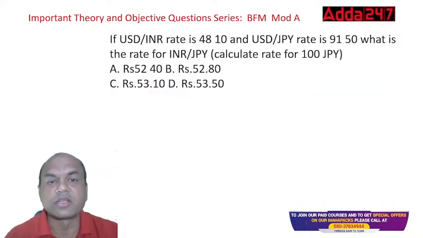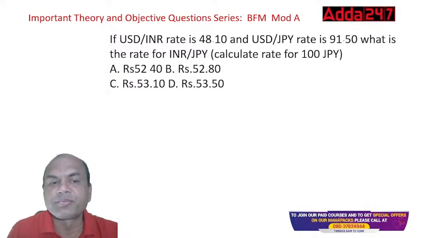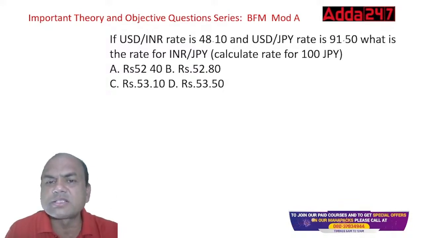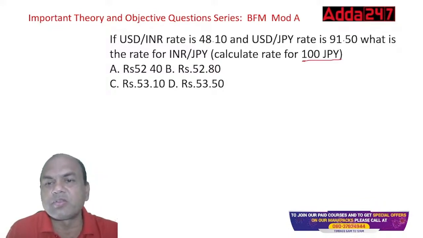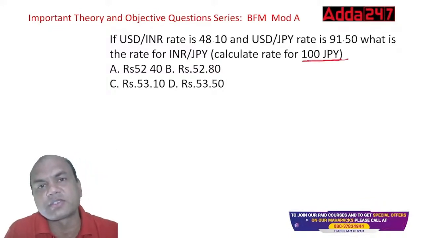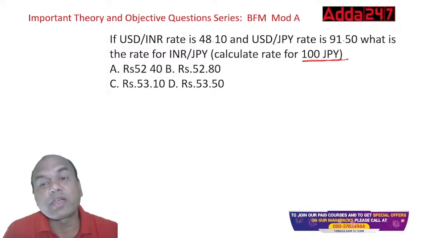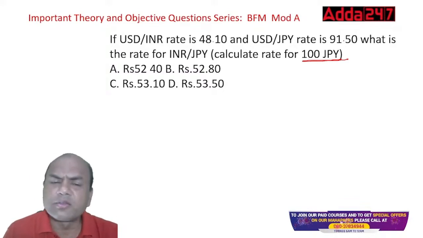Okay, next one. The USD INR rate is 48.10 and the USD JPY rate is 91.50. What is the rate of INR to JPY? Now again, you are using the chain rule. Calculate the rate for 100 JPY. JPY is always calculated in terms of hundreds only. We never keep the rate for 1 JPY as it is because it's very small. But for getting this 100 JPY, we need to first get the 1 JPY rate. So again use the chain rule.